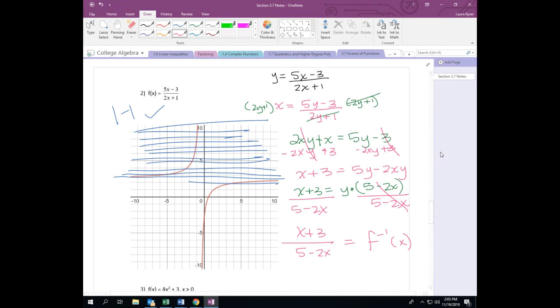So a little bit more involved with a rational, but still same kinds of concepts. Switch the x and y and re-isolate, whatever it takes.